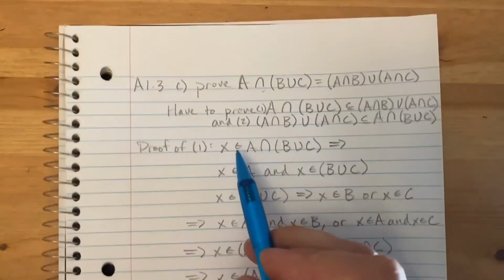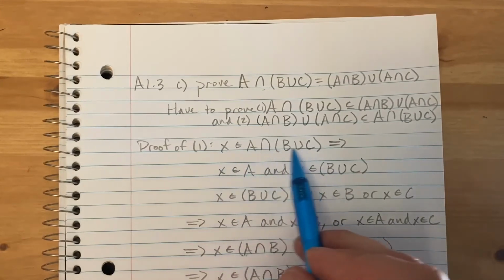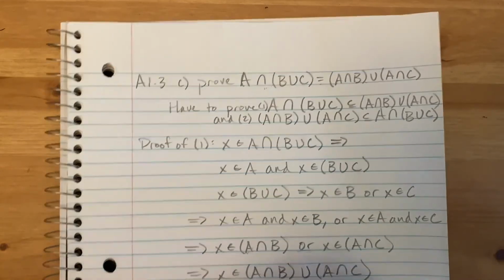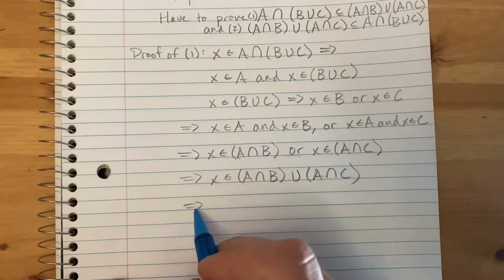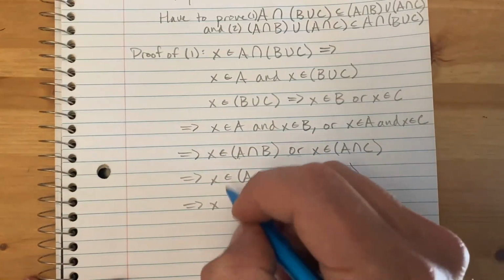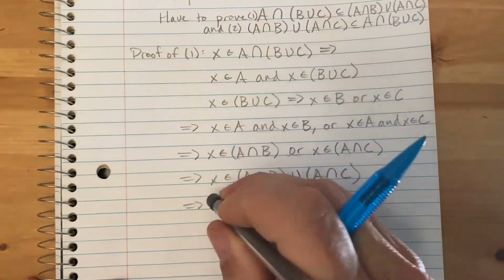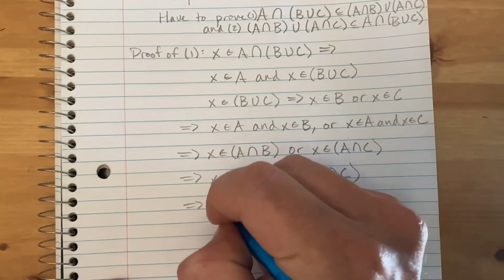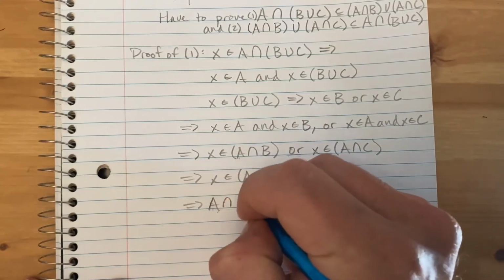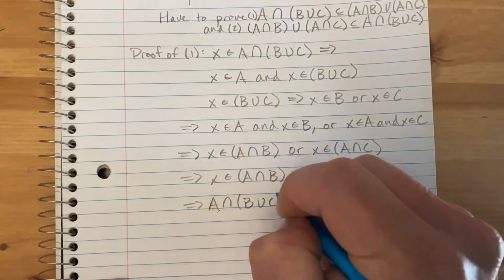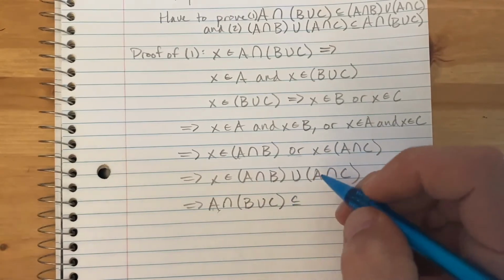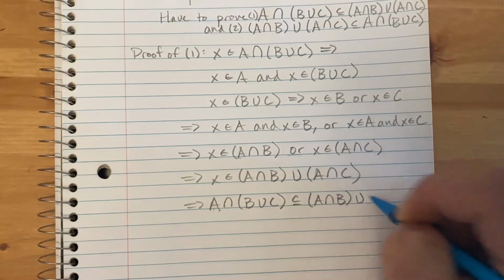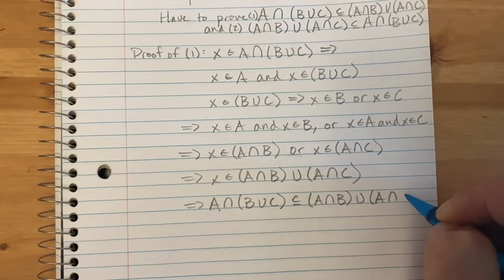And so we have now proven that if x is an element of this set, it's also an element of this set. And that implies that the set A intersect (B union C) is a subset of (A intersect B) union (A intersect C).